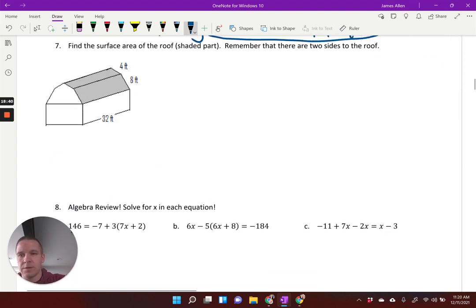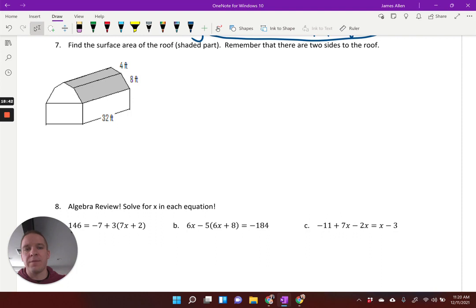Cool. Find the surface area of the roof, the shaded part. Remember, there are 2 sides of that roof, meaning the stuff behind, not just that there's 2 pieces of it. This is a kind of cool little barn-style roof. I can't remember the official name of it. I should look that up. All right, it looks like we got an 8-foot section by 32 and a 4-foot section by 32.